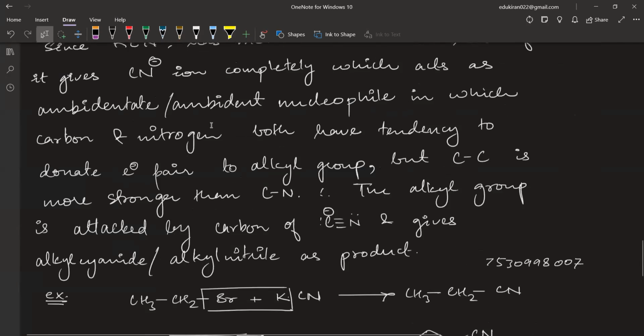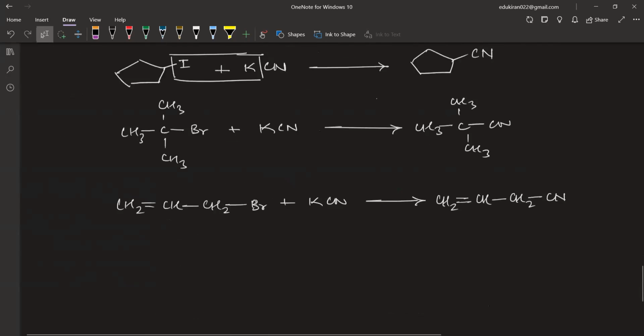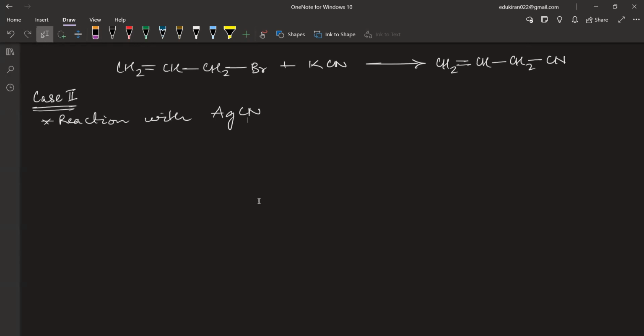The first reaction we saw was with KCN, and what will happen with AgCN, right? Case 2. Reaction with AgCN. Now AgCN is what? Ag is a metal of D block. And it is also on the right hand side of the D block. That means it has some covalent character. It has more covalent character than ionic character. And due to which what will happen?